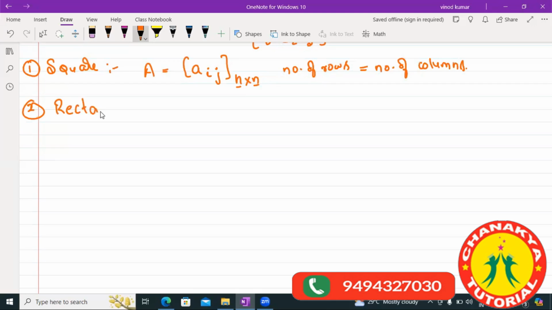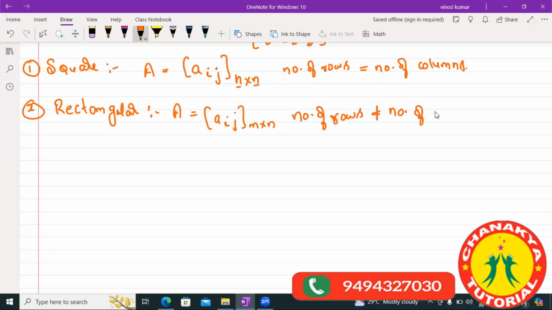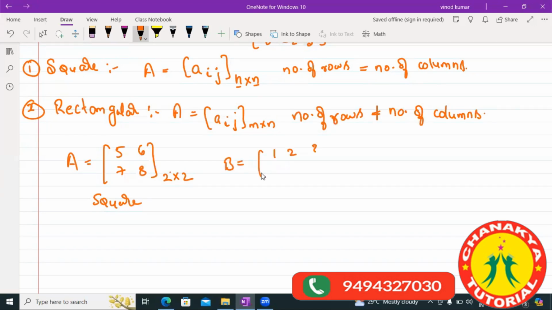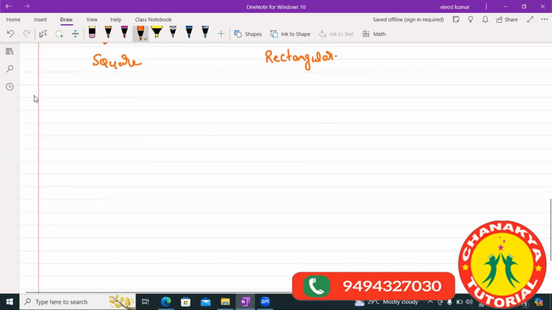The second one is the rectangular matrix. A rectangular matrix means A equals Aij of order m by n, where the number of rows is not equal to the number of columns. For example, A equals 5, 6, 7, 8 has 2 rows and 2 columns; this is called a square matrix. And B equals 1, 2, 3, a, b, c has 2 rows and 3 columns; this is called a rectangular matrix. The shape also looks like a square, and this looks like a rectangle. So these are square and rectangular matrices. Next, the row matrix.